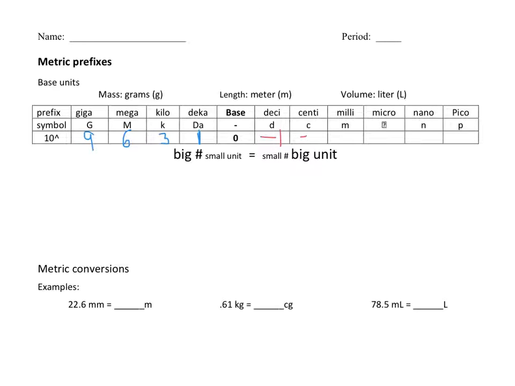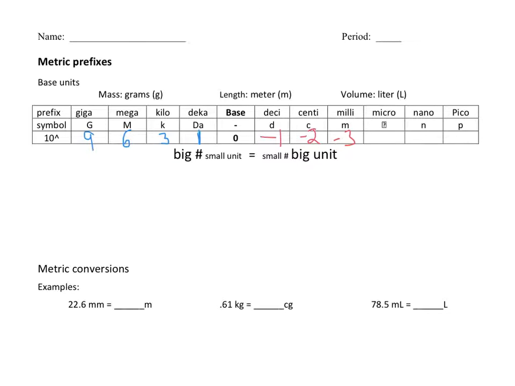Centi is negative 2, so 100th. So a centimeter is 100th of a meter. Milli means negative 3, 10 to the negative third. So that's 1,000th. So a 1,000th of a liter is a milliliter.